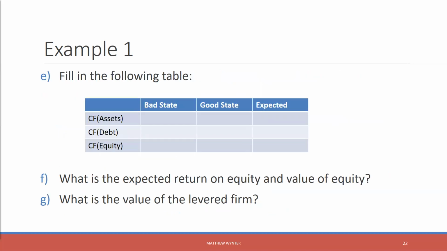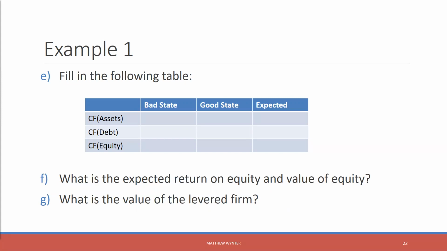Okay, a few more. Let's fill in the following table. So we've got the cash flow to assets, debt and equity for the bad state, the good state, and then on average, what do we expect? In the bad state, the cash flow to assets is going to be 8 million, debt is going to get 8 million, and equity is going to get nothing. In the good state, the cash flow to assets is going to be 25 million. We have to promise debt holders a cash flow of 13 million, so that's going to be 13. And then equity holders are going to get the 12 million left over.